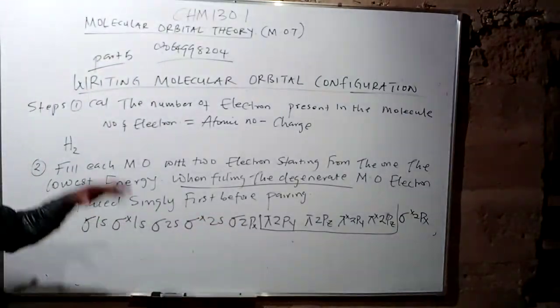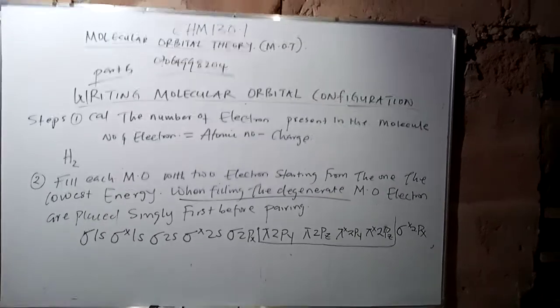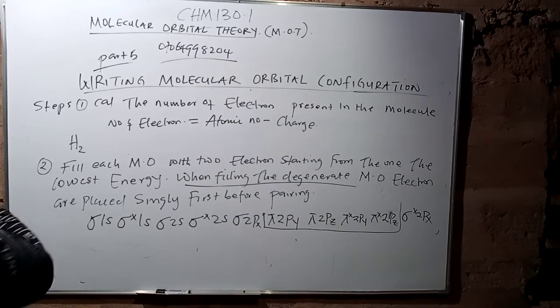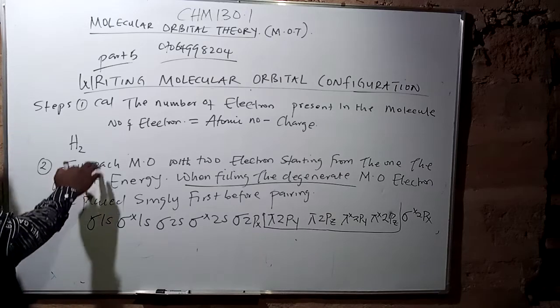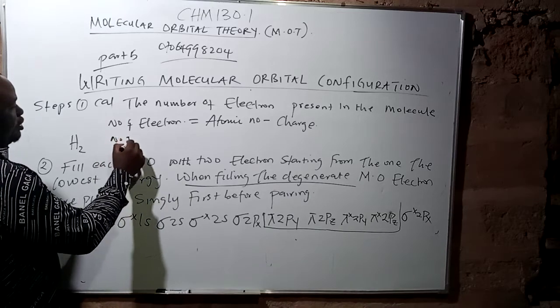Now, let's go to an example so that you can understand what I am talking about properly. Now, in case I come and say, write the electronic configuration. Let me write it, please. If I ask you to write the molecular orbital electronic configuration for hydrogen, you have to first get the number of electrons. I want to calculate my number of electrons.